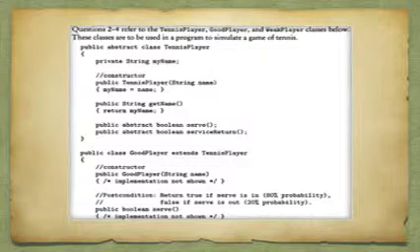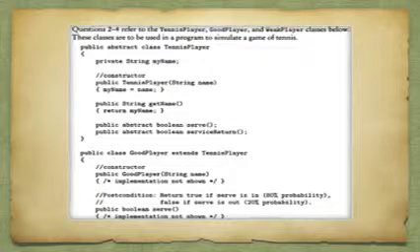Questions 2 to 4 refer to the object-oriented programming design concept. It refers to 3 classes. The first class is tennis player. The second class is a good player. The third class is a weak player. So we have 3 classes below, and these classes are used to build a program to simulate the tennis game.